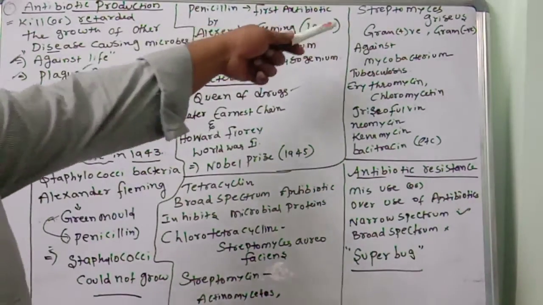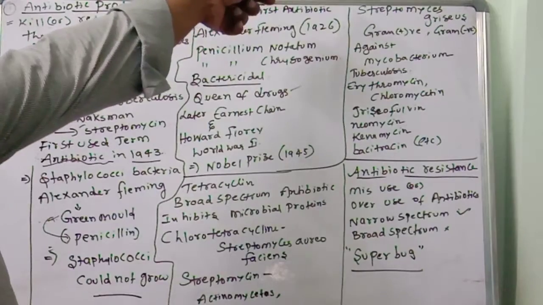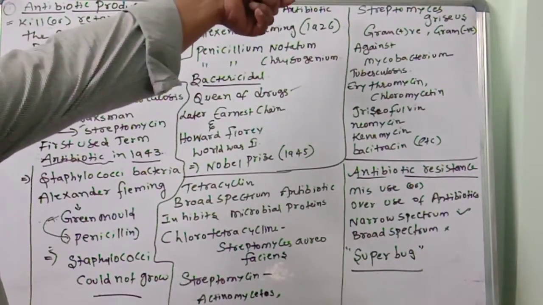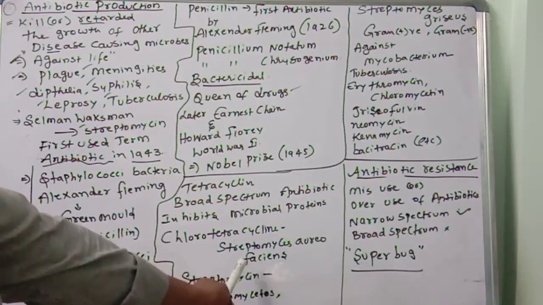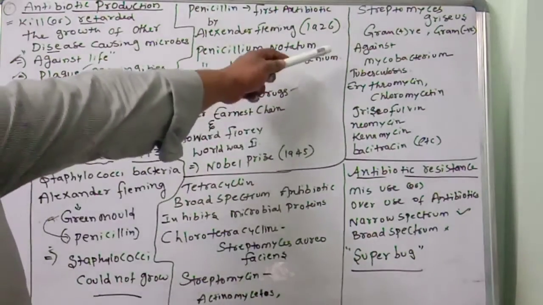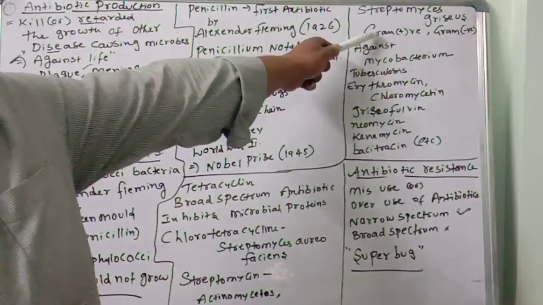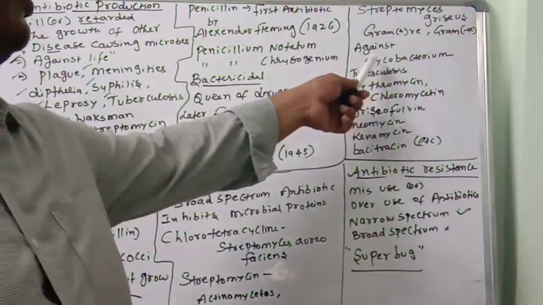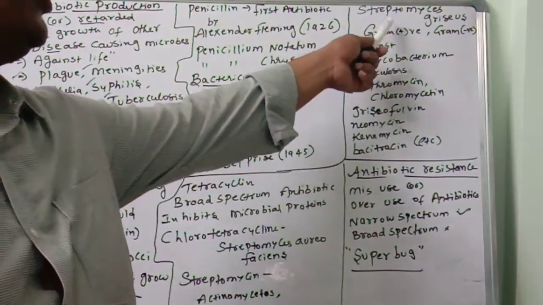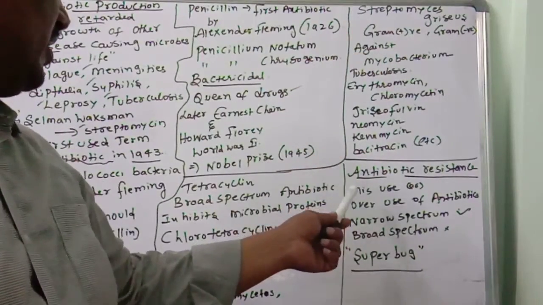Streptomyces griseus is also very helpful for the production of antibiotics. Streptomycin, chlorotetracycline, and tetracycline are all useful to control Gram-positive and Gram-negative bacteria, and Mycobacterium. Which bacteria will streptomycin act against?